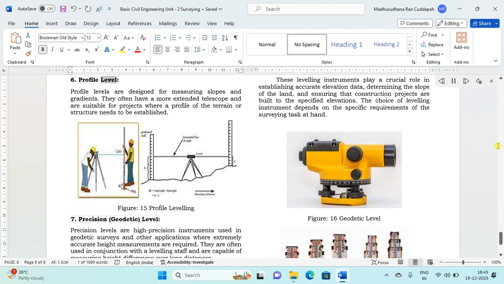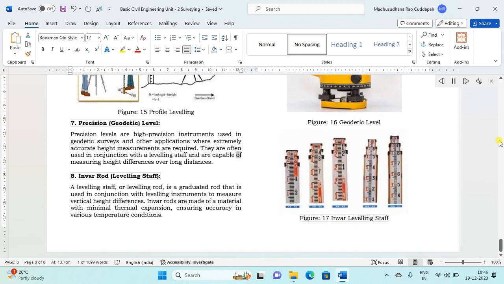6. Profile level. Profile levels are designed for measuring slopes and gradients. They often have a more extended telescope and are suitable for projects where a profile of the terrain or structure needs to be established. Figure 15. Profile leveling. 7. Precision, geodetic, level. Precision levels are high-precision instruments used in geodetic surveys and other applications where extremely accurate height measurements are required. They are often used in conjunction with a leveling staff and are capable of measuring height differences over long distances.